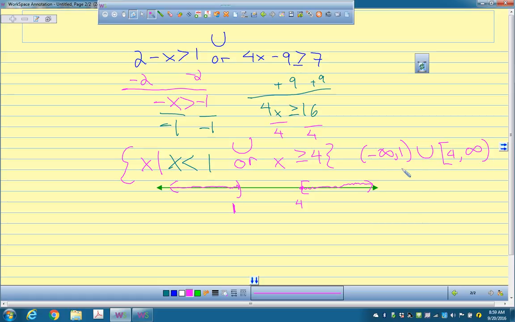Who can give me a number that is not a solution to this set? Go ahead, Chase. 2, right? Because 2 would be in here. So 2 is not a number that is either less than 1 or greater than 4, right? Is negative 100 a solution to that set? Yeah, right?